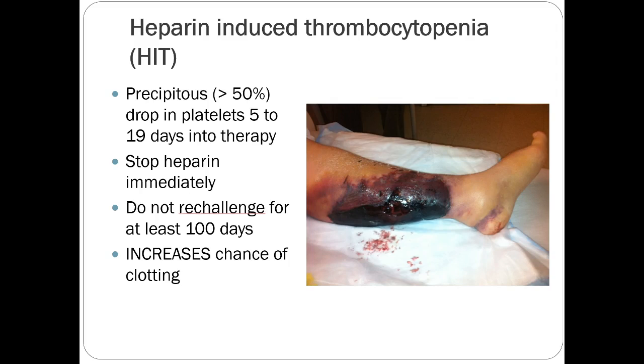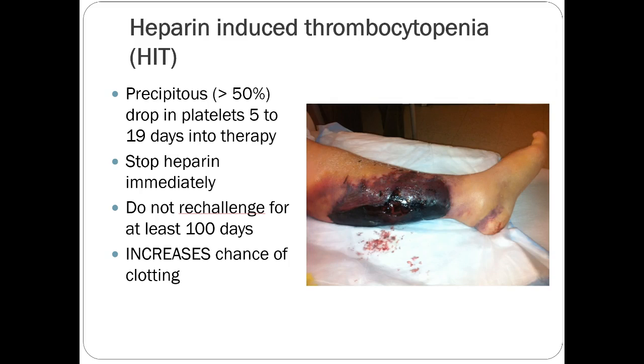One of the ones to know about is something called HIT, or heparin-induced thrombocytopenia. It's noted by a precipitous drop in platelets about 5 to 19 days into heparin therapy. You stop heparin immediately, you don't re-challenge for another 100 days, and it actually increases your chance of clotting.